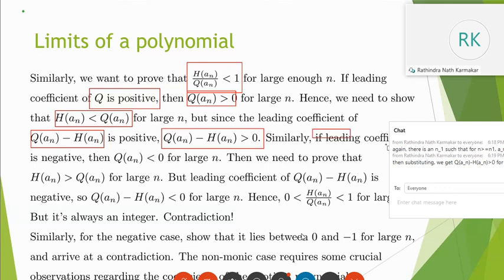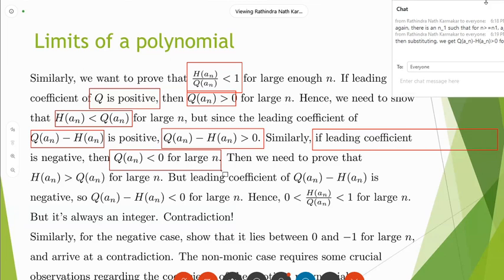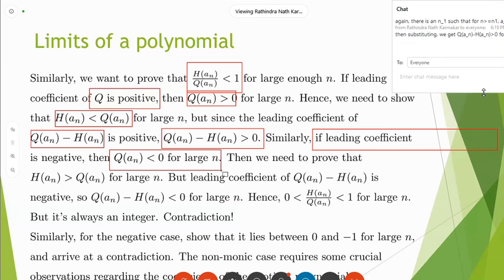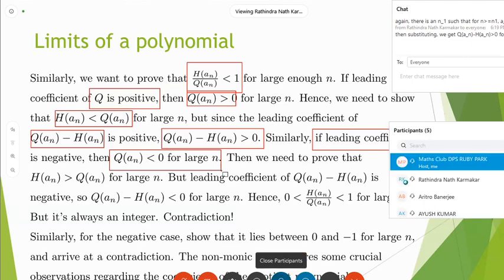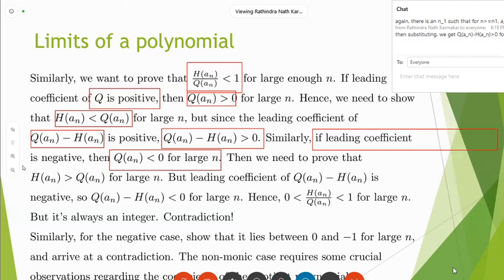Similarly, if the leading coefficient is negative, then q of n is less than 0 for large n. Similar argument. Then by multiplying q of n on both sides of the first inequality, that is h of n by q of n less than 1, that is what we want to prove. We have to show that h of n is greater than q of n for large n.